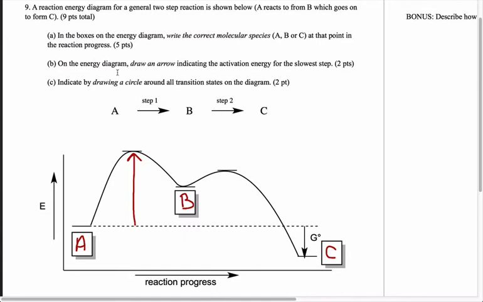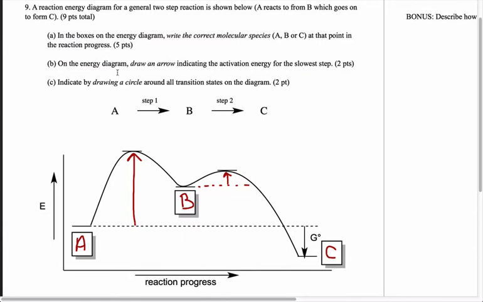The activation energy from B to C is actually only this much. So if you start from B and go to C, the activation energy to do that is very small. So the slowest step is the one with the highest energy hill to go over. That would be the step from A to B.